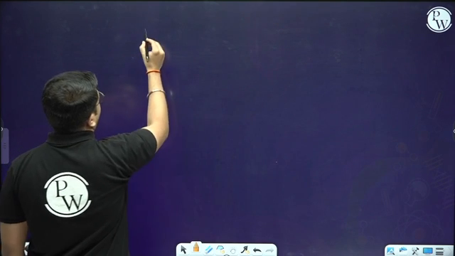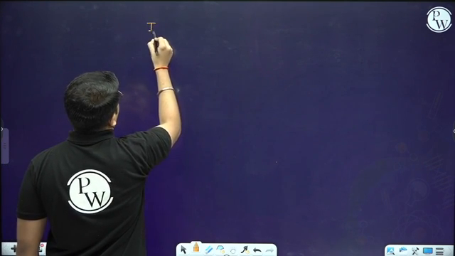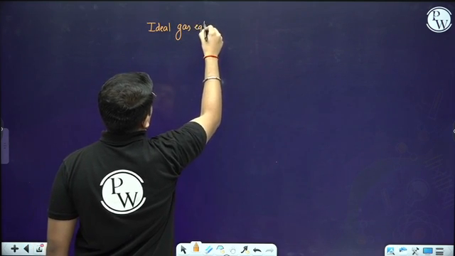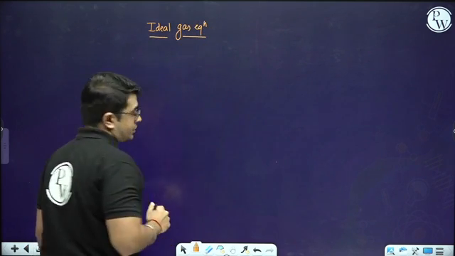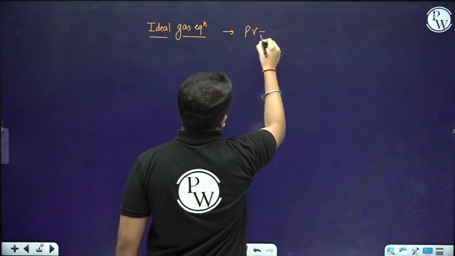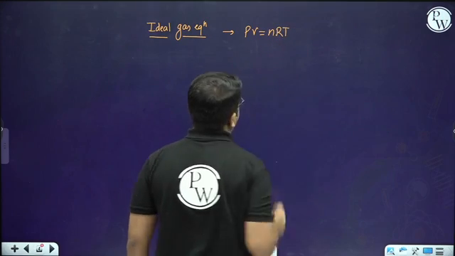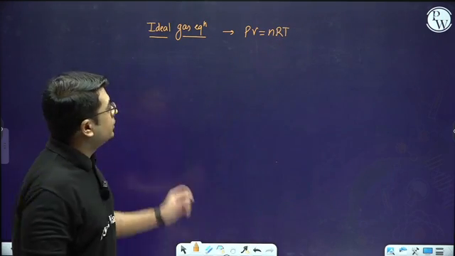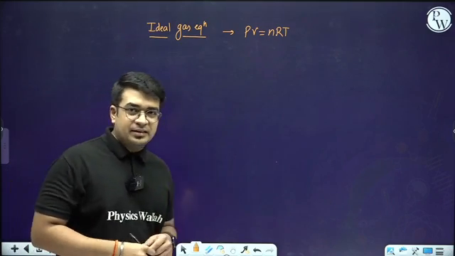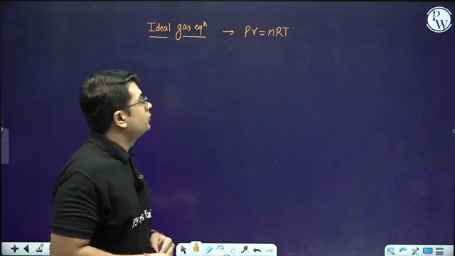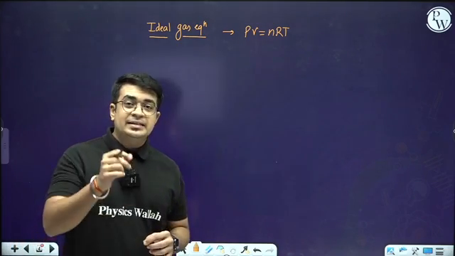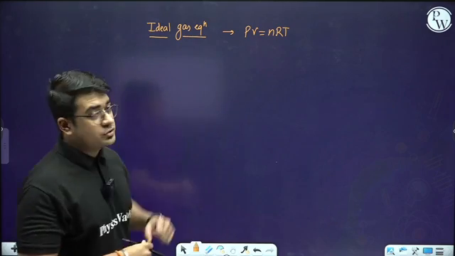First of all, for the ideal gas we have the ideal gas equation, which is very easy: PV = nRT. In this equation, P is the pressure of the gas, V is the volume occupied by the gas, n is the amount of substance, or moles, of gas we have taken, R is the universal gas constant, and T is the absolute temperature.